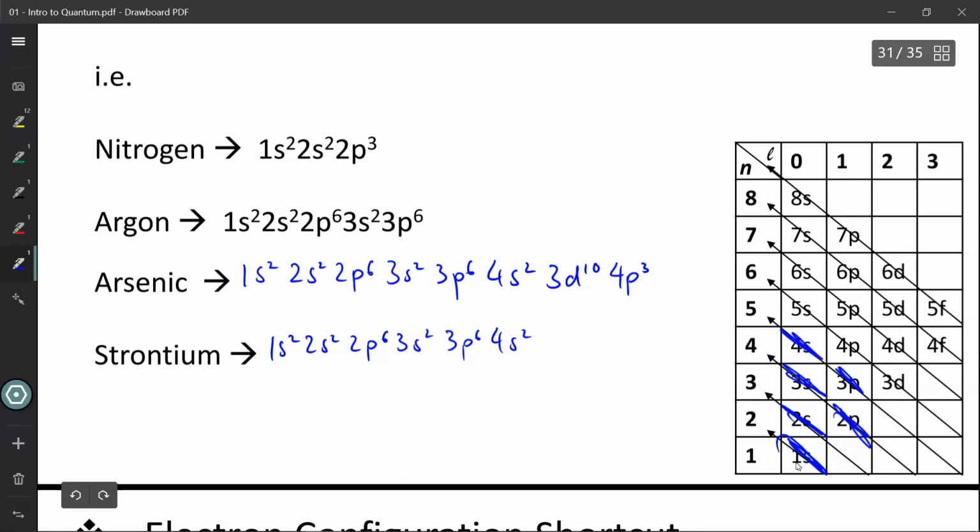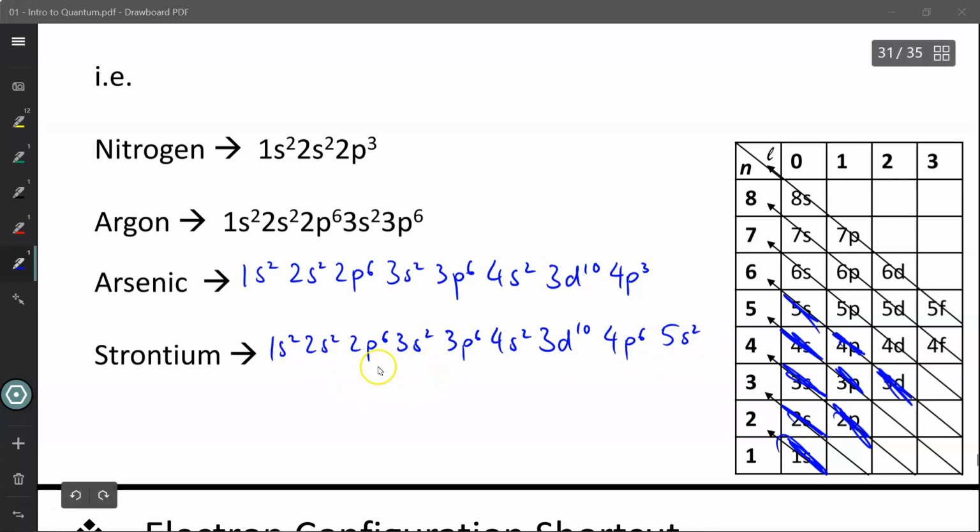4s2. And then after that, I can start with 3ds. 3d10. Scratch that out. Followed by a 4p6. Scratch that out, and I've now got 36. I'm supposed to have 38, so I'm going to write down 5s2, scratch that out, and now I've got 38 electrons accounted for. And that is strontium's electron configuration.